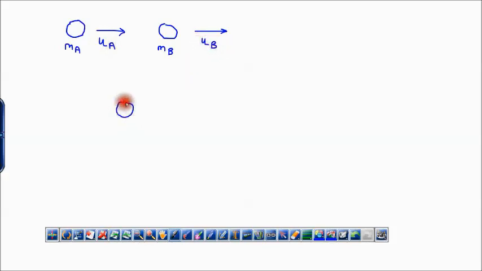फिर वो दोनों टकराते हैं और टकराने के बाद they continue their journey but different velocities. तो final velocity V_B, V_A. मास अभी भी वही है M_A, M_B.